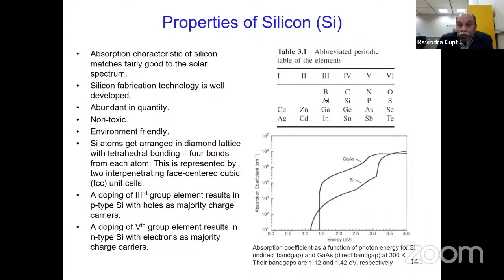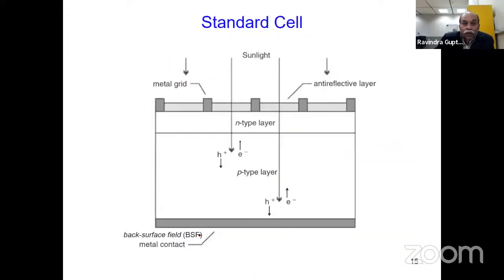When we add the third group into the fourth group, we have p-type material because of the holes as the majority charge carriers. And when we add a fifth group element into the silicon, we have n-type material where electrons are the majority charge carriers. If we make a cell like this, here you can see this is the p-type layer, this is the n-type layer, and then we have the inverted pyramid structure as an anti-reflective layer, then a metal grid to collect the current. Here we have the base, back surface field, metal contact.